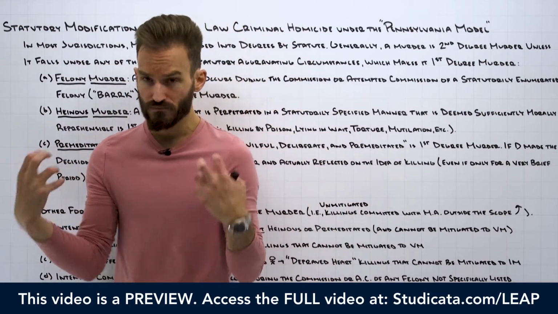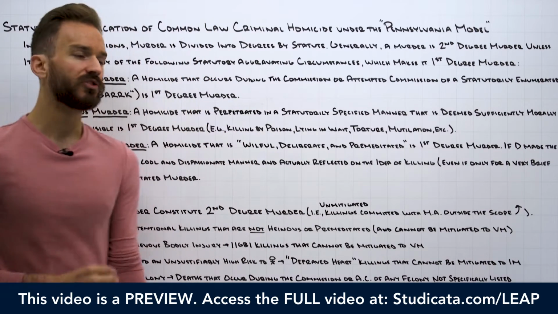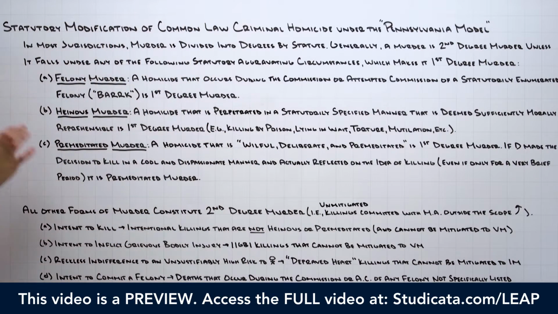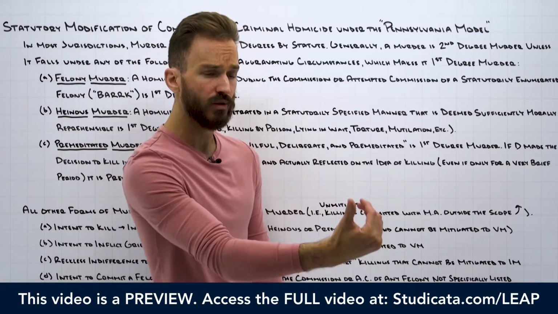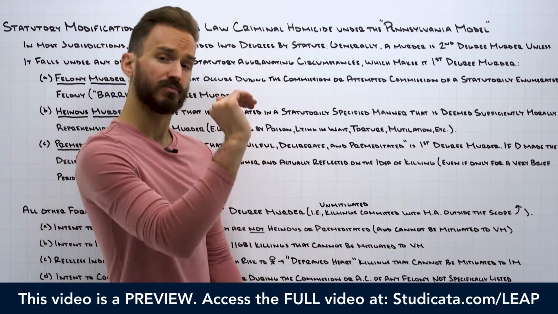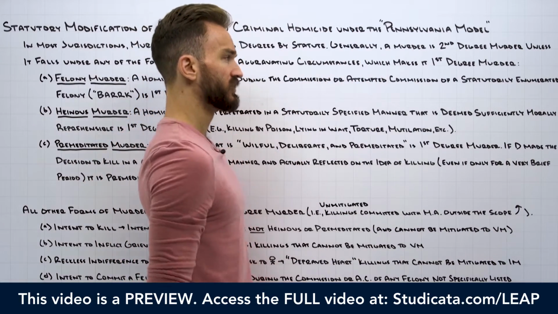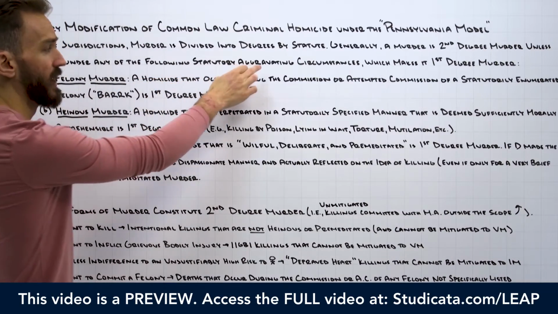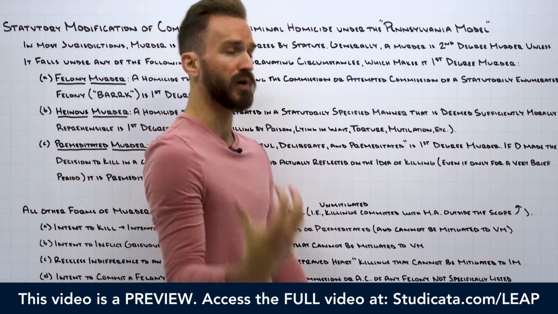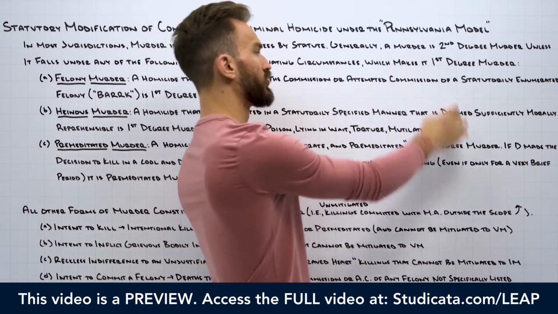That it's still murder, and the default is those types of killings are second-degree murder unless there are aggravating circumstances that raise it from second-degree to first-degree murder. Right, so the default is second-degree murder. However, if statutory aggravating circumstances are present, it becomes first-degree murder.